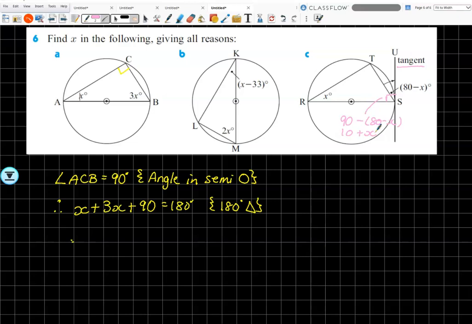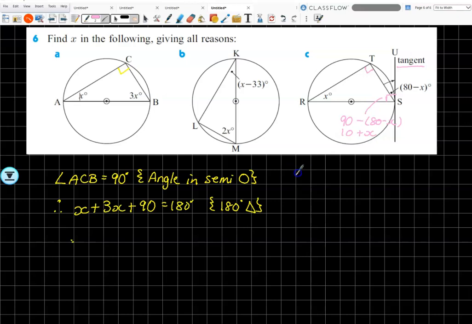RTS is also 90. Why? Angle in the semicircle. Okay, so we have to again write this up. It's well and good. We can now go, yeah, x plus 10 plus x has to equal 90 degrees because there's 180 degrees in a triangle. But just giving me the answer, x is blip, doesn't get you. That would maybe be worth 4 marks. You get 1 out of 4 telling me what x is. It's all the other stuff that gets you.